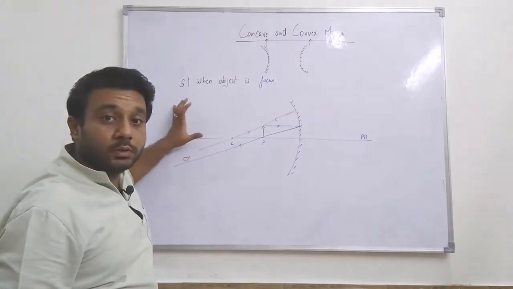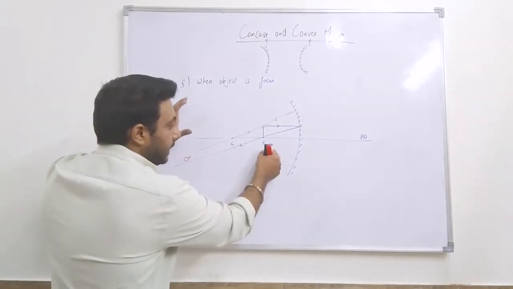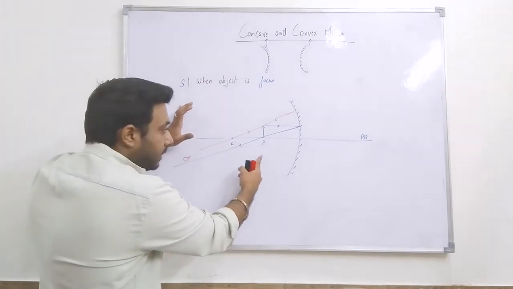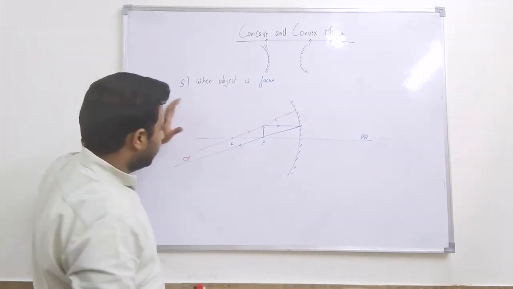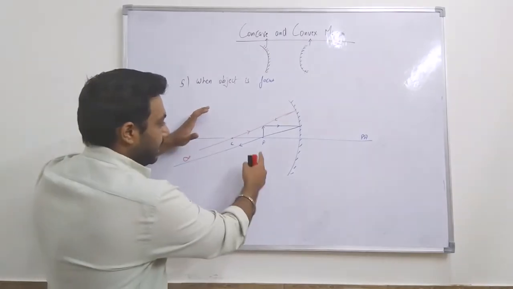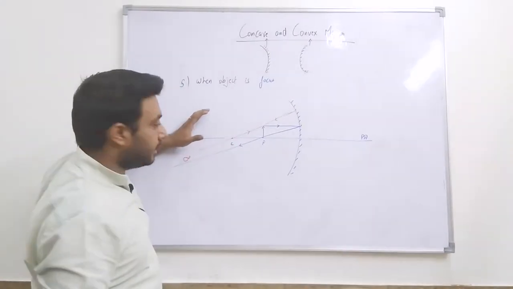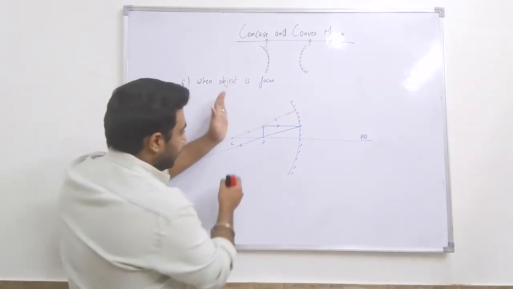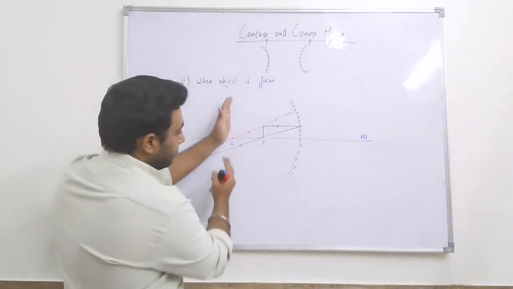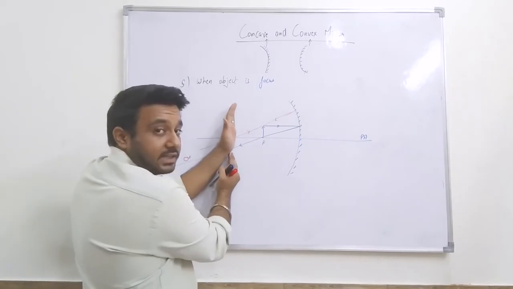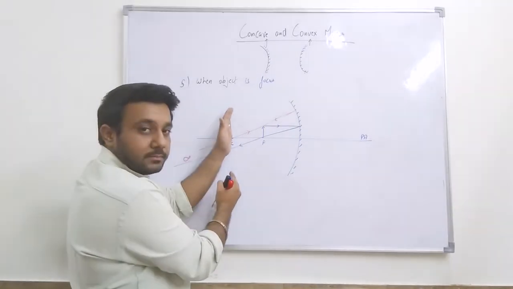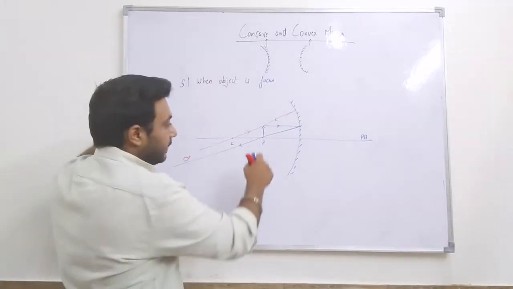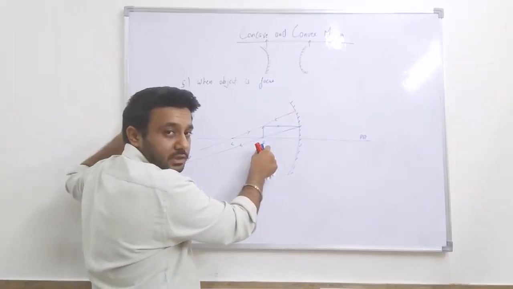Now the object is coming towards the mirror and the image is moving beyond the focus. Okay, the object is moving like this and the image is moving like this. They will meet at the curvature. When the object is at curvature, the image formed is at curvature and is of the same size. Clear? When the object was at infinity, it was a very diminished image.